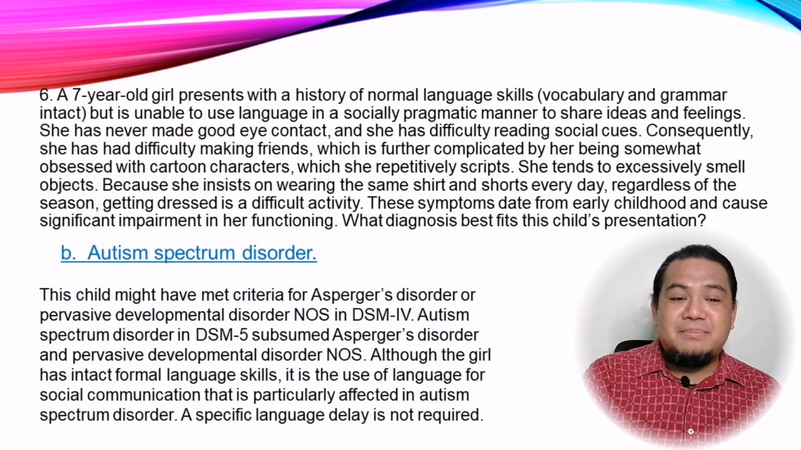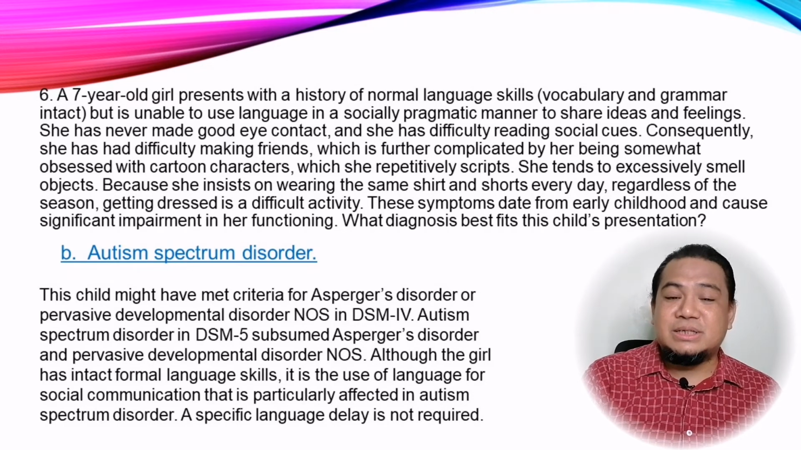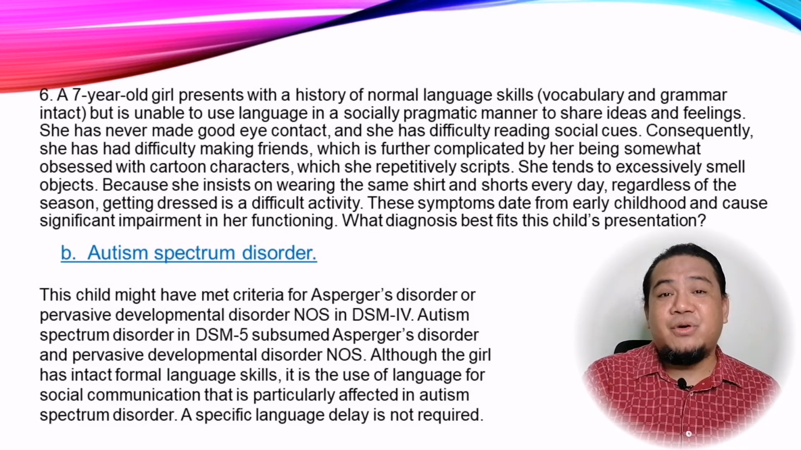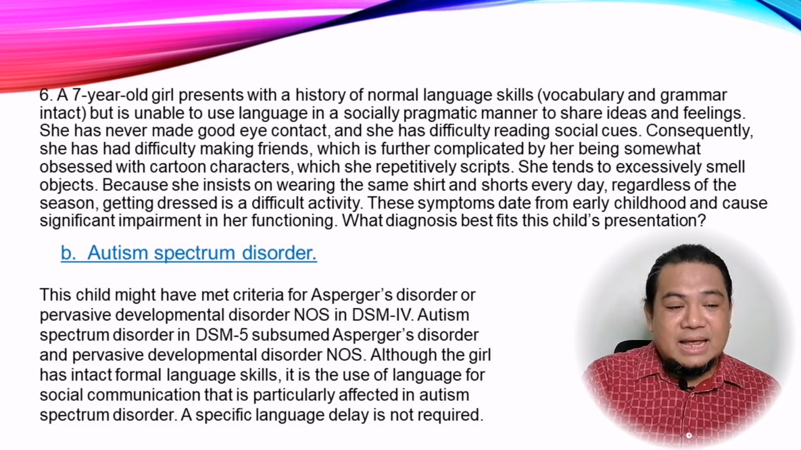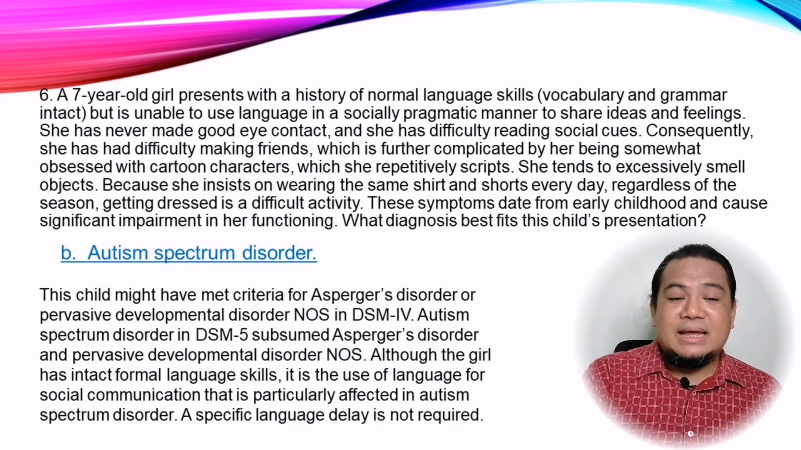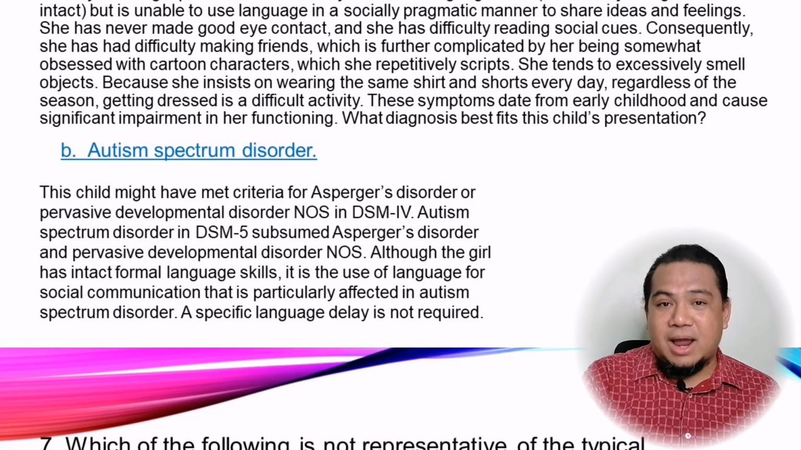This child may have met criteria for Asperger's disorder or pervasive developmental disorder NOS, or not otherwise specified, in DSM-4. Autism spectrum disorder in DSM-5 subsumes Asperger's disorder and pervasive developmental disorder NOS. Although the girl has intact formal language skills, it is the use of language for social communication that is particularly affected in autism spectrum disorder. A specific language delay is not required.